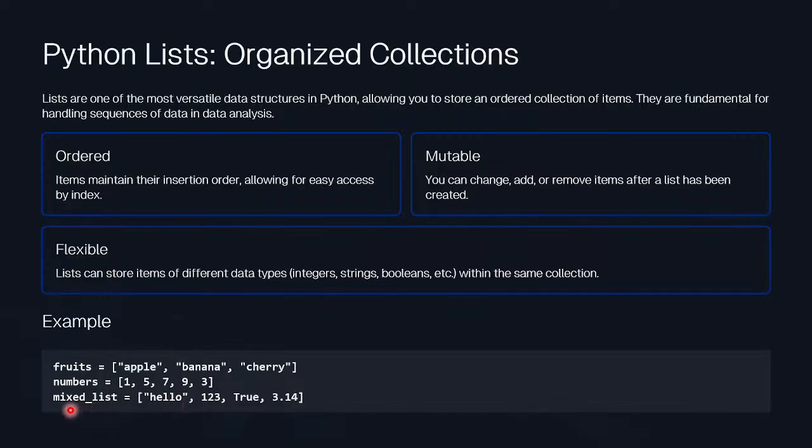How? Like here in mixed list, I have "hello", that is a string because it is enclosed in two quotes. Now 1, 2, 3, it is an integer value. Now True, this is a boolean value, and 3.14, it's a float value. Now I have four data types in one single collection. So that's how we can say that a list is flexible and we can store different types of data in one list.